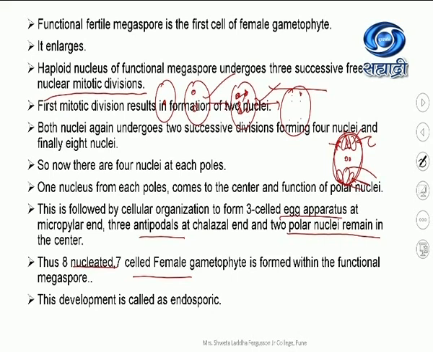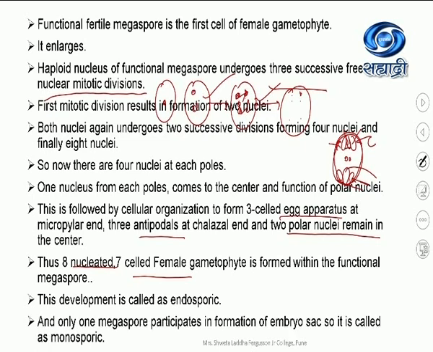This development is called endosporic because it is taking place within the embryo sac or nucellus. Thus, it is an endosporic development of the female gametophyte. So I hope it is clear to you. Only one megaspore participates in the formation of the embryo sac, so it is called monosporic. One at a time, only one is participating, so it is monosporic.